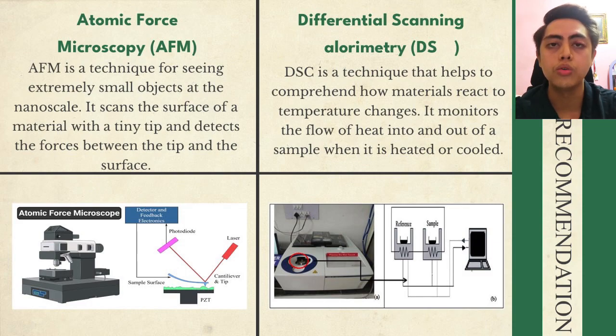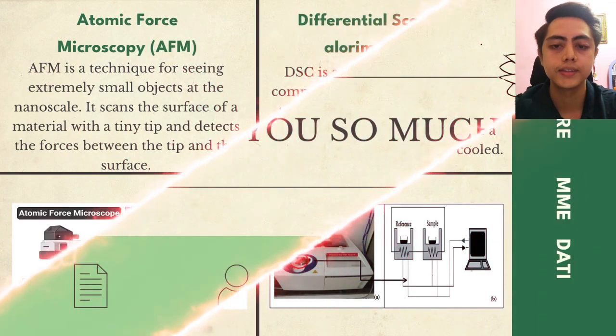The DSC may be used to investigate the thermal behavior of materials in domains such as polymers, medicines, and food science. Thank you.